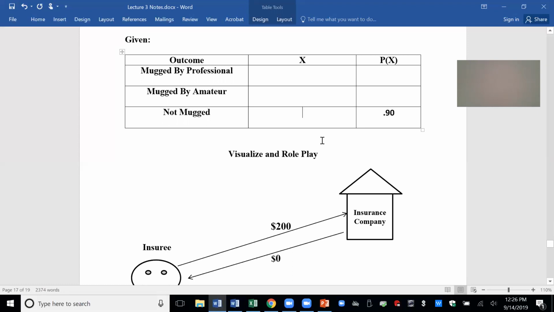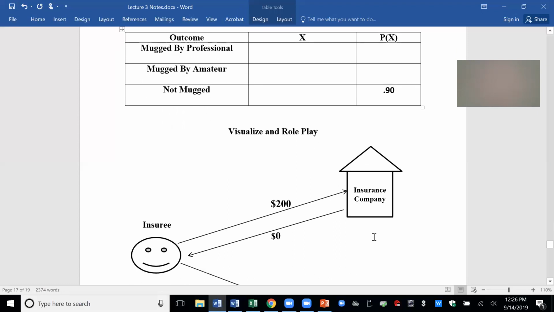And what profit would accrue to the insurance company? We're the insurance company right here, and we're watching the money come in and out of the insurance company. Here's our decision maker, the insurance company right here. And if this happens, if you're not mugged, the insuree sent a check to us, so we make $200. We make $200 profit.